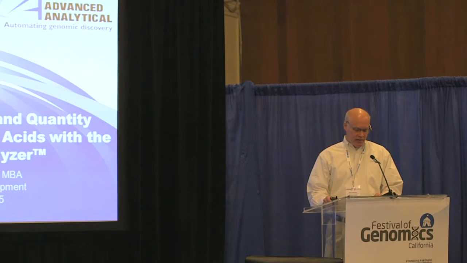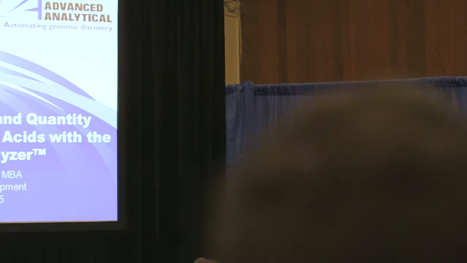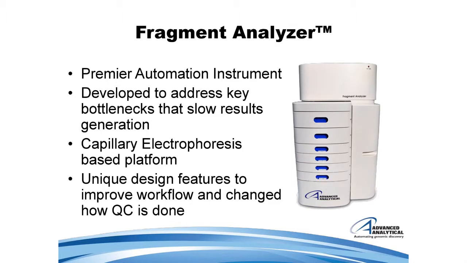So what I'd like to do today is talk a little bit about our instrument, the Fragment Analyzer, and its features and benefits. The Fragment Analyzer is the premier instrument for automating the analysis of nucleic acid fragments and smears. It was released in 2012 and developed to address many of the key bottlenecks that slow result generation in your laboratories. It is a multi-channel capillary electrophoresis-based instrument with unique design features to improve workflow and change how you're doing your QC for your fragments and smears.